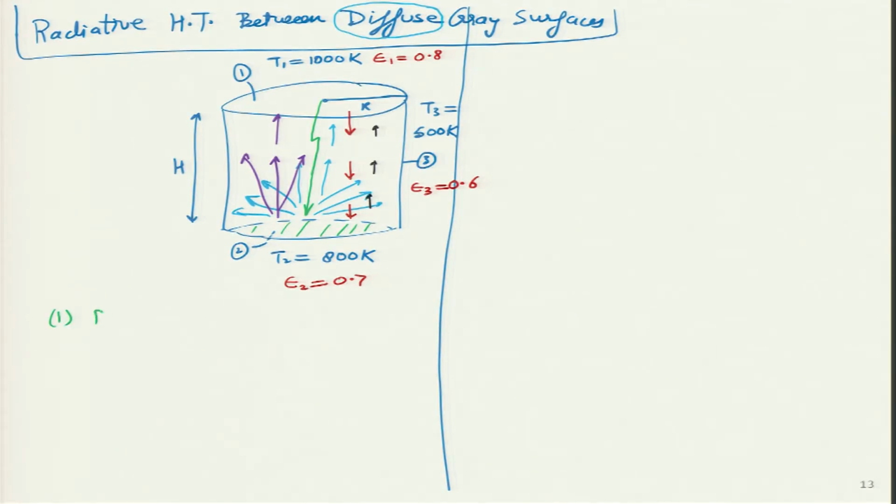The first concept, I think students already know, it is the concept of radiosity given as J, but the next 2 concepts will be new over here. So, we will pay special attention to them. The first one is called the surface resistance.